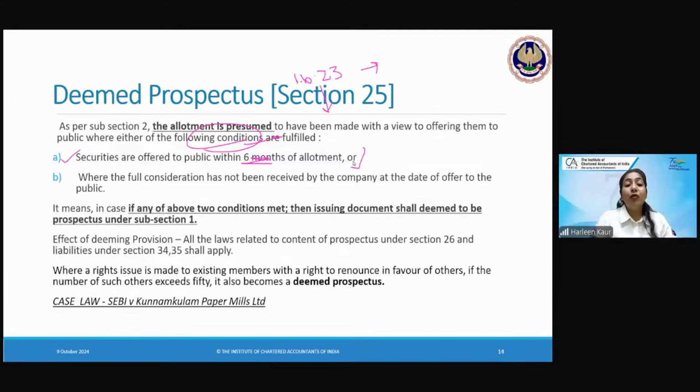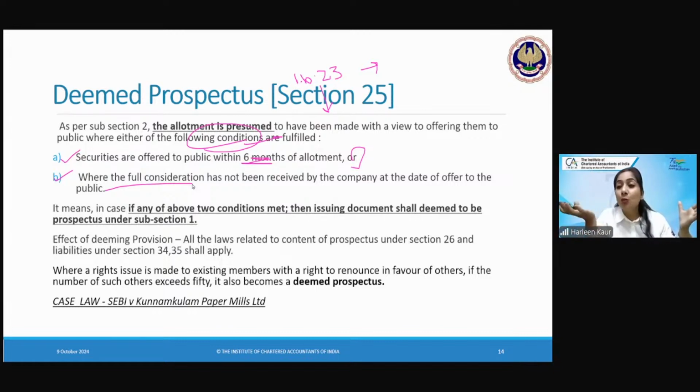Or we can say full consideration has not been received by the company from the date of offer of security. So the company has not received the full consideration. There's still a certain amount which is pending. If I have received the full consideration, then it is a normal buy and sell on the stock market. I sold my shares to Mr. X. He gave me the money. Then it is over. Then it is not a prospectus. I'm trading my shares on the stock exchange. But if I have not received the full consideration, that means my intention was to go to the public and we are waiting for the money to come from the public.